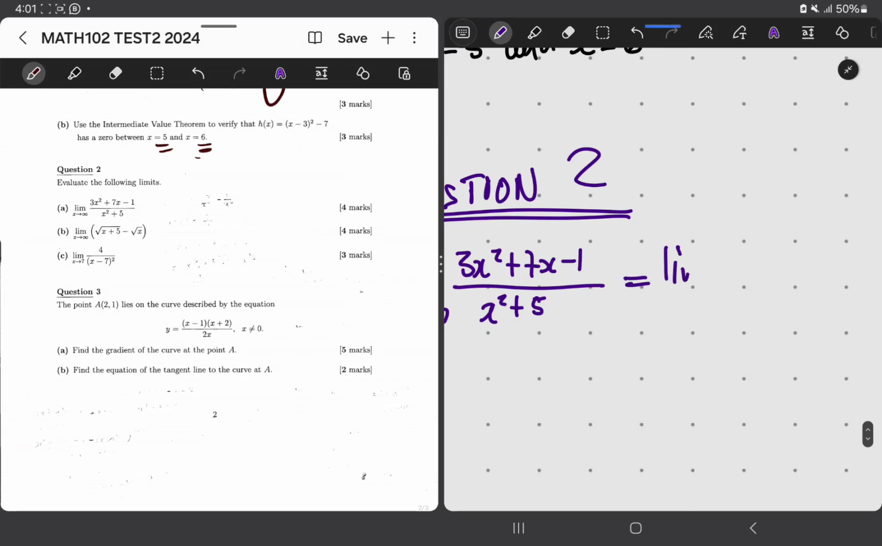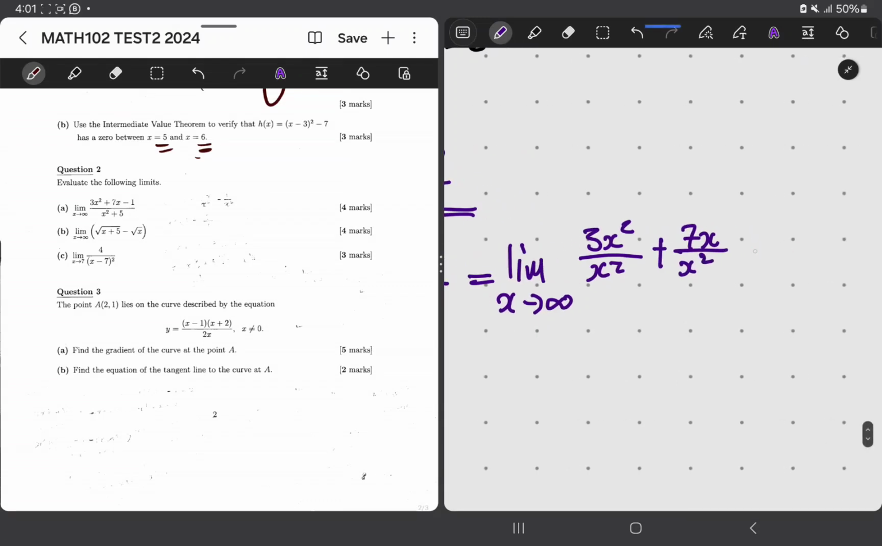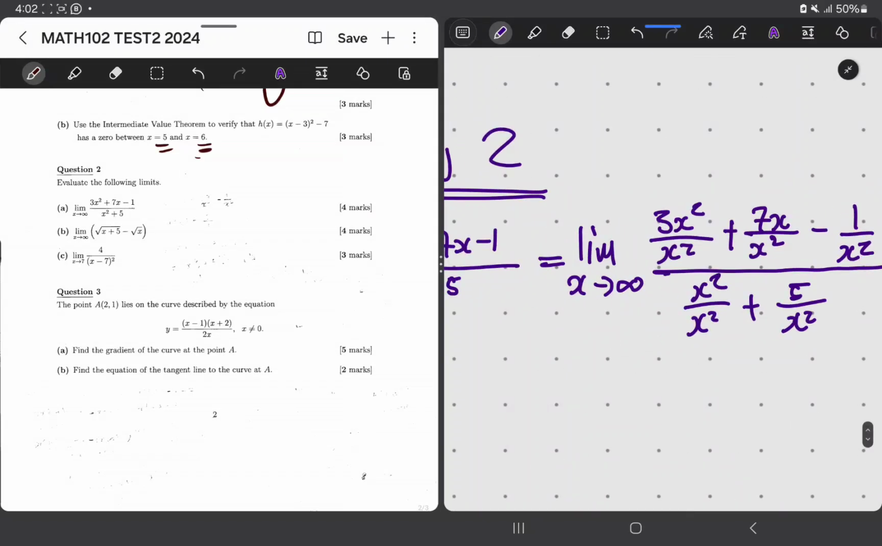So it's going to be the limit as x approaches infinity. We divide everything. At the top, it's 3x squared over x squared, then plus 7x over x squared, then minus 1 over x squared, all divided by x squared over x squared plus 5 over x squared. So everything has been divided by that x squared, which is the highest power we have in our denominator. That is how all of these limits at infinity are solved.